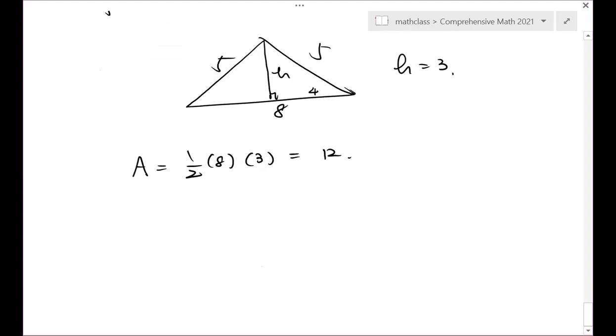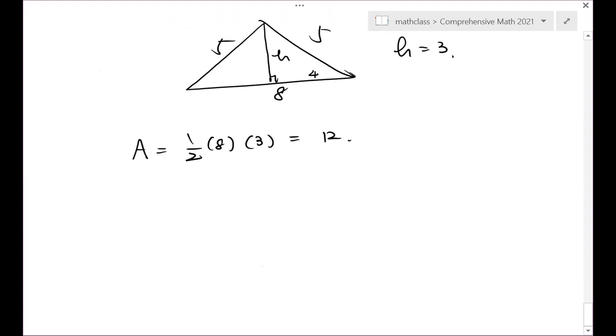Now, here's my question. For an equilateral triangle, or for an isosceles triangle, you can quickly get the area, right?